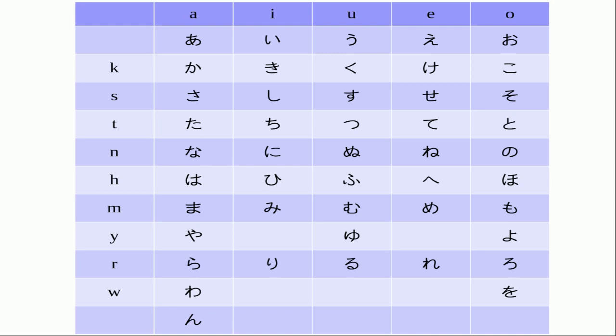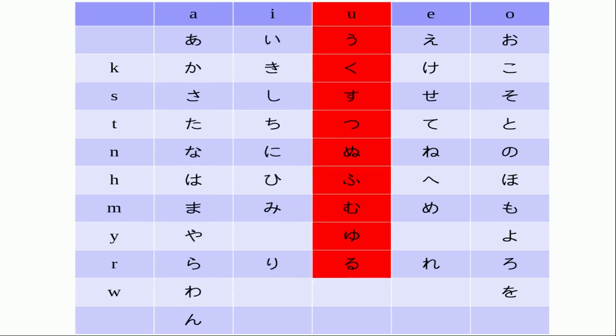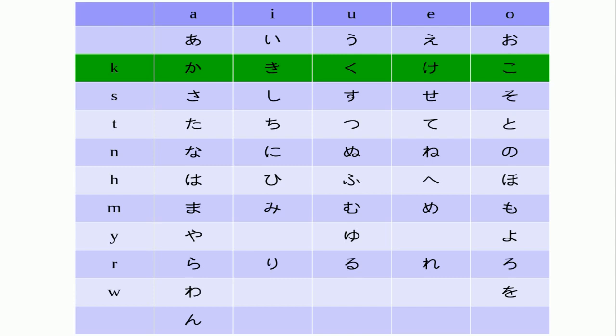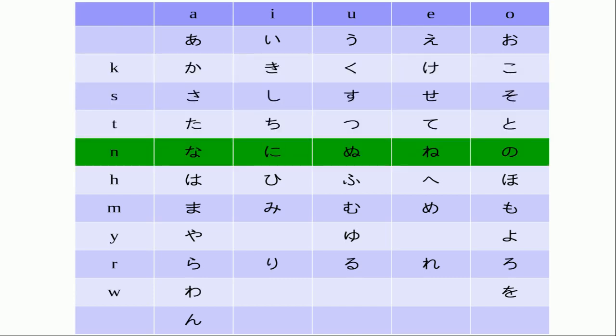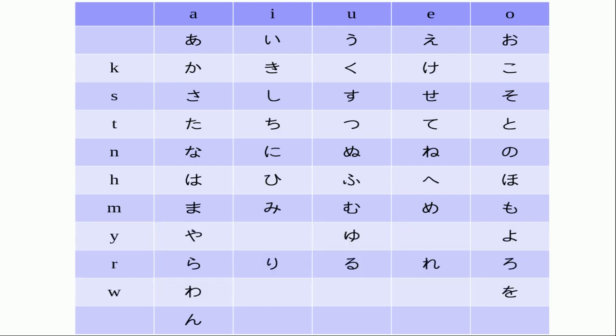And what are the sounds that are represented with these columns and these rows? So, the vowel sounds represented by the columns are a, i, u, e, o. And of course, the consonant sounds represented by the rows are k, s, t, n, h, m, y, r, w. And of course, at the end here, we have this nasal consonant, n.